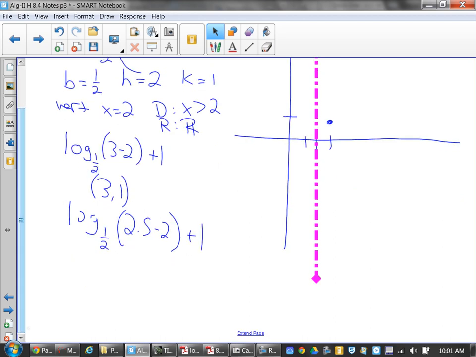I have log base 1/2 of 1/2, which is 1. 1 plus 1 is 2. I forgot to add the 1. So it's happening here, and that makes sense that it's dropping then. I forgot to add the 1, so it looked like it was going the other direction.